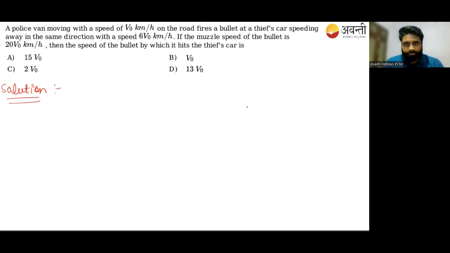So here the situation is given that a police van moving with a speed of V0 on the road fires a bullet at the thief's car, speeding away in the same direction with a speed of 6 V0. This is the police van moving with a speed of V0, and this is the thief's car. Always the thief moves faster than the police. So this is moving with 6 V0.